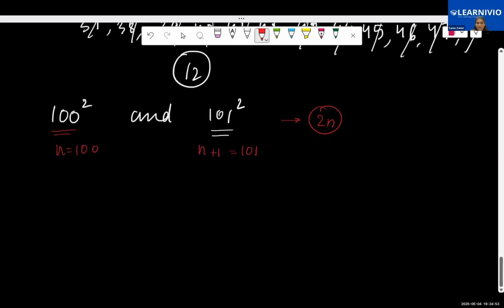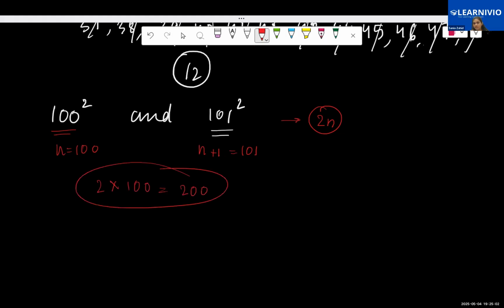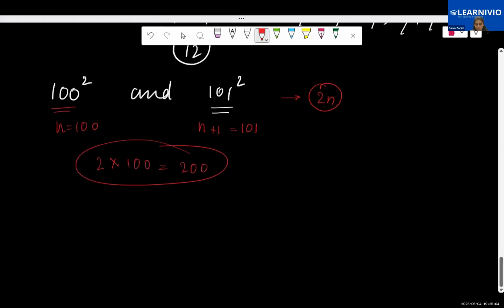So what will be my answer? How many numbers are lying? 2 into 100. That gives you 200 numbers lying. Okay, children, this is how you will do it.